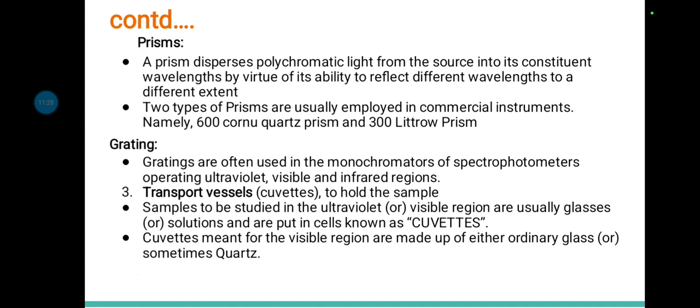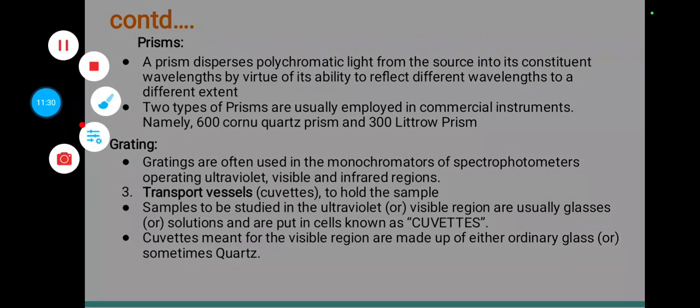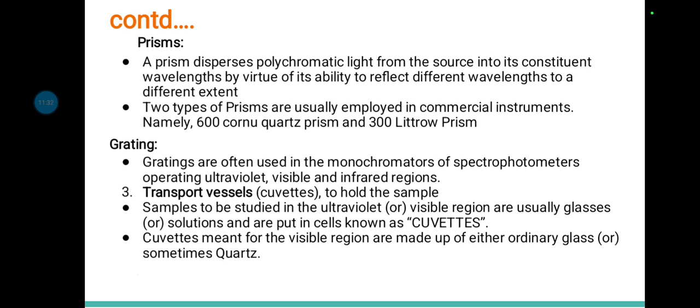Prisms. A prism disperses polychromatic light from the source into its constant wavelength by virtue of its ability to refract different wavelengths to a different extent. We have two types of prisms employed here, namely the 60° corner quartz prism and the 30° Littrow prism. Gratings are often used in monochromators or spectrophotometers operating in the ultraviolet, visible and infrared regions.